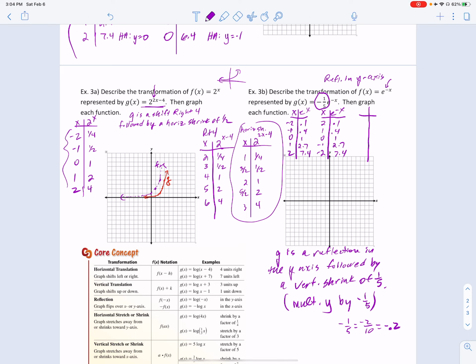So my graph here, all right, so the graph of this, I need to take this chart of values and just multiply the y's by negative 0.2. So my x's are going to stay. And then multiply the y's by negative 0.2. You have 2 decimals, negative 0.2. 2 times 0.1 is negative 0.02. And then we get a negative 0.08 if I multiply by negative 0.2. 1 times a negative 0.2 is negative 0.2.